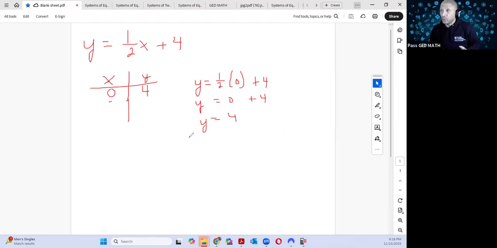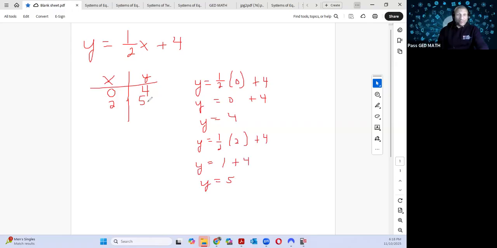If x was 2, I would do the same thing. y equal 1/2 times 2 plus 4. y equal 1/2 of 2 is 1, plus 4. y equal 5. So my second point is 2 comma 5. This table can be represented as 2 points, 0 comma 4 and 2 comma 5. This table and these ordered pairs are the same information. They're just shown in different ways. Did everybody understand that?